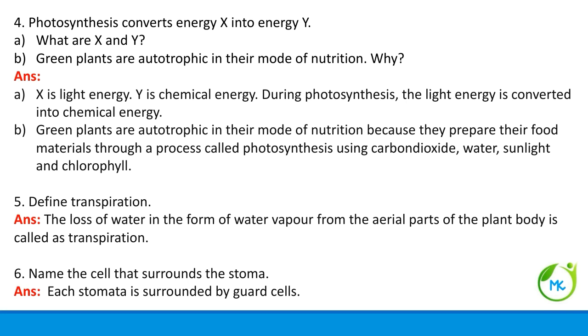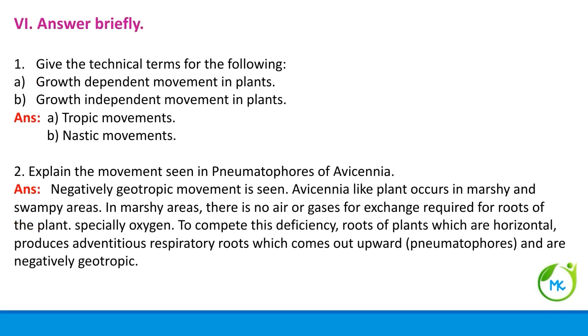Name this. Next question: name the cell that surrounds the stoma. So stoma is nothing but, they are meaning stomata. Each stomata is surrounded by guard cells. They are surrounded by bean-shaped or kidney-shaped cells called guard cells. So the cell that surrounds the stoma is the guard cell.